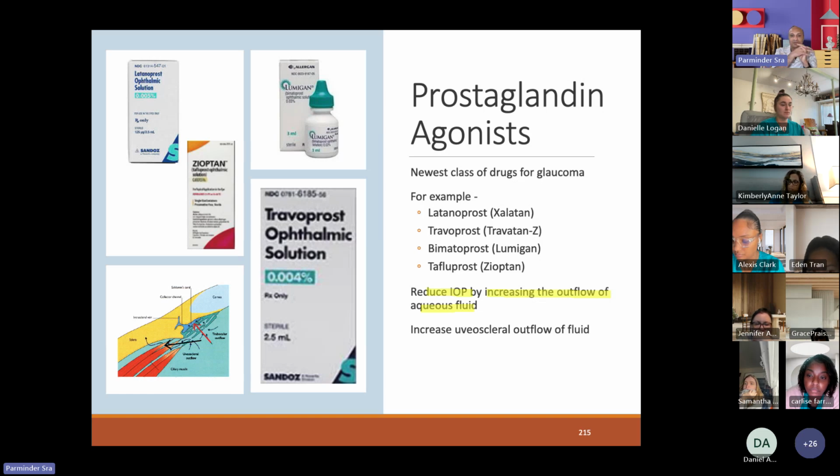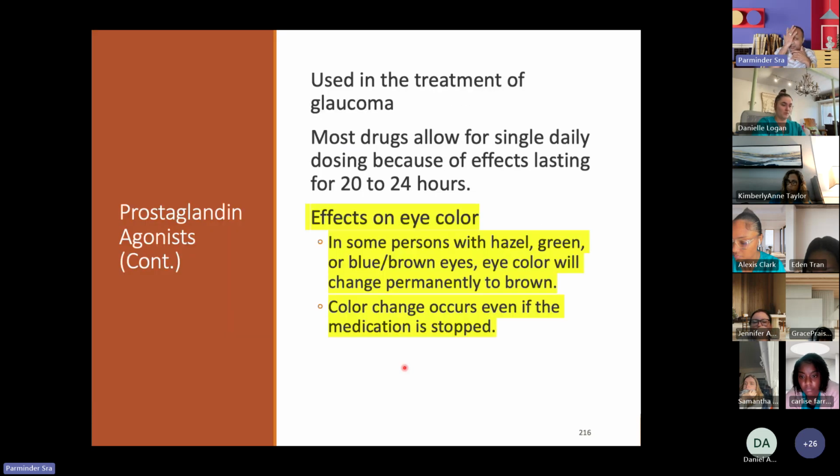And patients who have a history of uveitis or herpetic keratitis should use this very carefully. So once again, guys, important. Patients with colored eyes, do not give them a free gift of brown colored eye. And that's permanent, okay? Permanent gift.